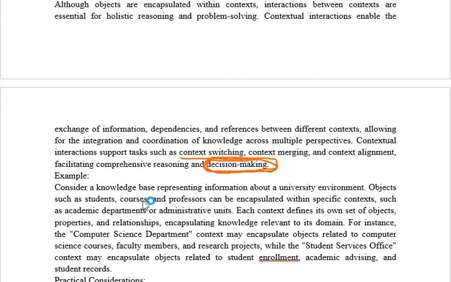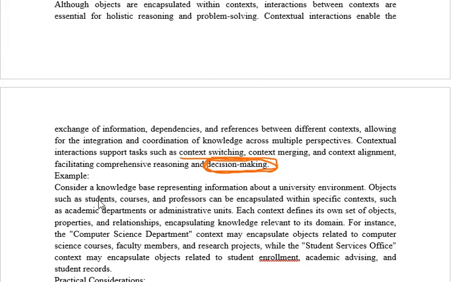Students, courses, professors: these are some objects considered in one university, and they can be encapsulated within a specific context. So these students, courses, and professors are encapsulated into some specific context itself. So what are the specific contexts we can say? Like an academic department. Suppose students relate to some specific department; courses and professors will be encapsulated into the specific context. Each context defines its own set of objects.